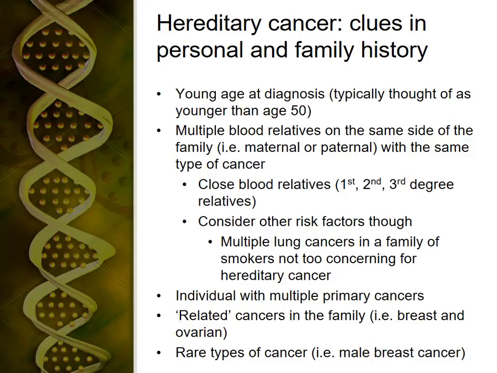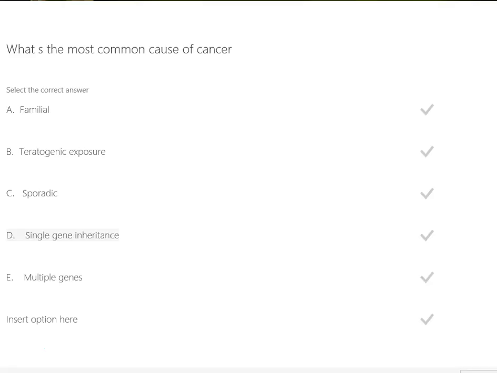Close blood relatives, first, second, third degree relatives. Consider other risk factors as well. For instance, multiple lung cancers in a family that smokes is not as concerning as lung cancers in individuals that do not. Individuals with multiple primary cancers, related cancers in the family, for instance, breast and ovarian, and rare cancers such as male breast cancer.